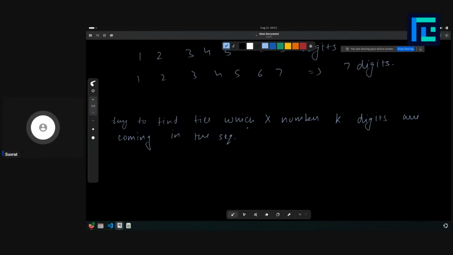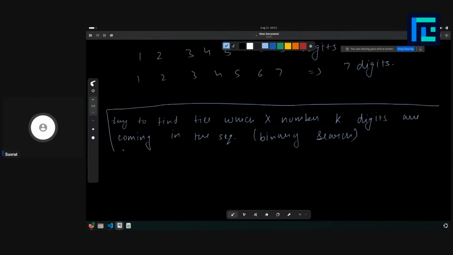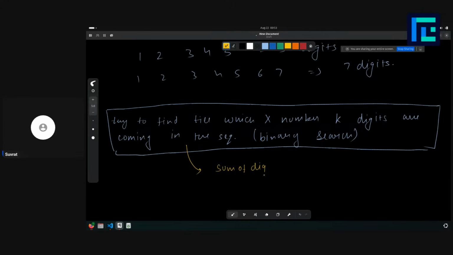So we can use binary search for this. We'll see how we can write the function for binary search, but basically, since it is a monotonic function, binary search can be used, right? So we can try to find the number x till which we will get the k digits. If we are able to solve this problem, then we'll have the new problem of finding the sum of digits of all numbers till x.